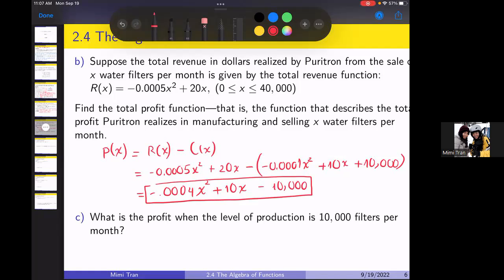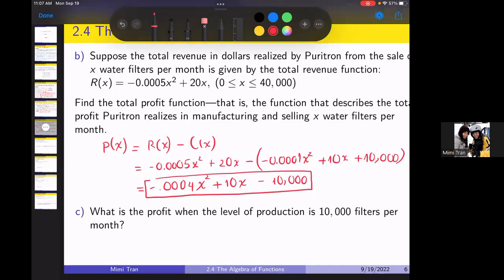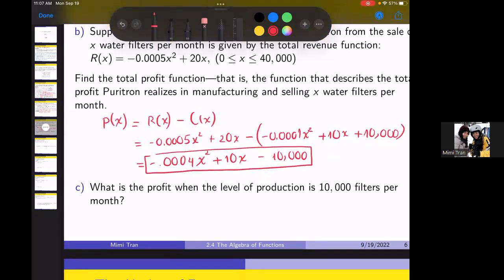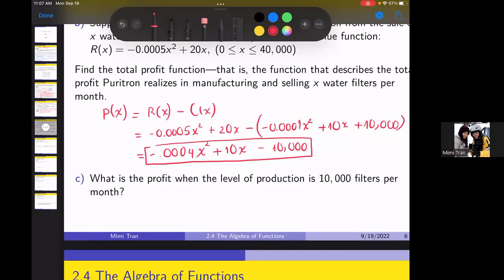What is the profit when the level of production is 10,000 filters per month? What do I do? Plug it in, right? By the way, this 10,000 on the bottom is not the $10,000 fixed cost from the problem. It's the same number, but it's different. It's 10,000 filters. The other one is 10,000 dollars, or 10 grand. It happens to be the same.